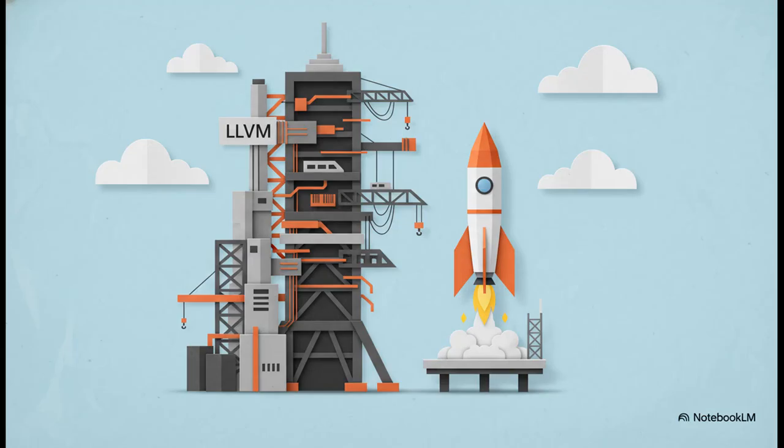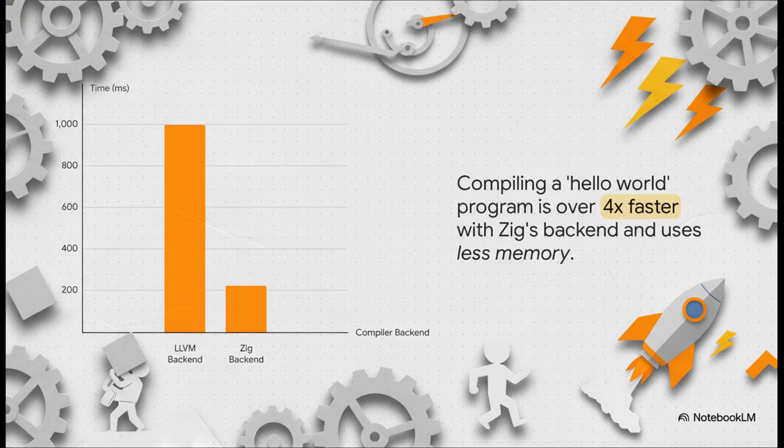So, one of the biggest wins for Zig recently has been its self-hosted compiler backend. This is now the default for your standard x86 debug builds. And what that means is, for a lot of your daily development work, Zig doesn't even need the big, heavy LLVM toolchain anymore. And wow, just look at the difference this makes.